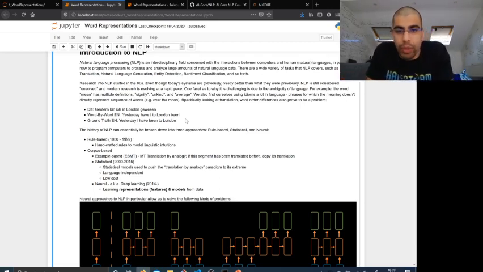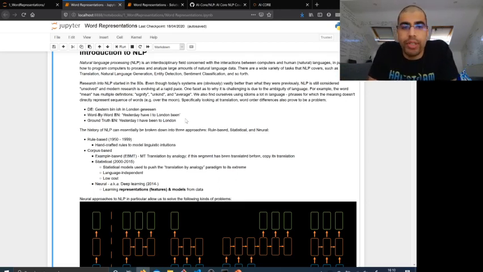With neural NLP, what we try to do is learn representations from our data and use those representations of words, for example, to feed into a deep model which can understand the high-dimensional space of our representations.